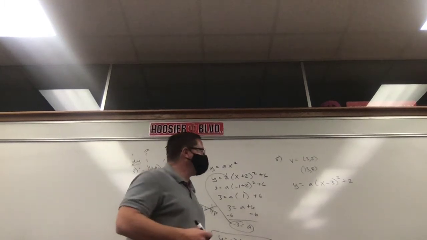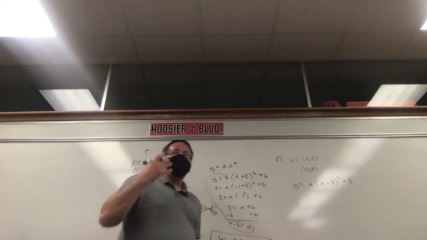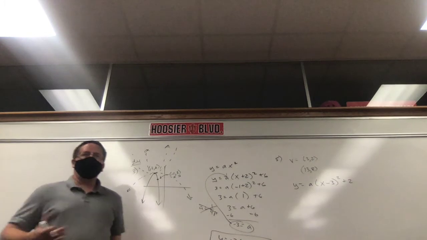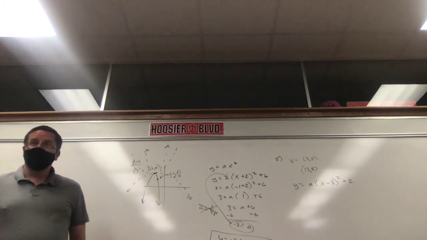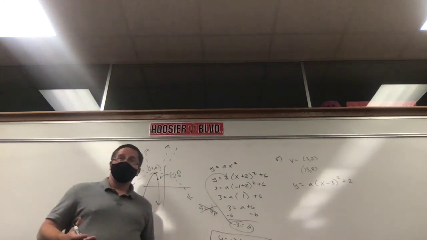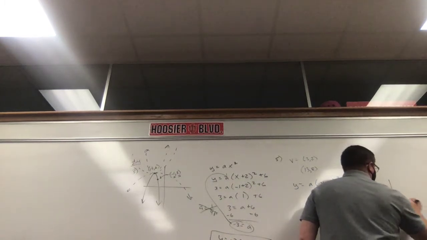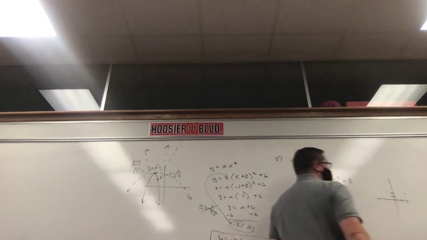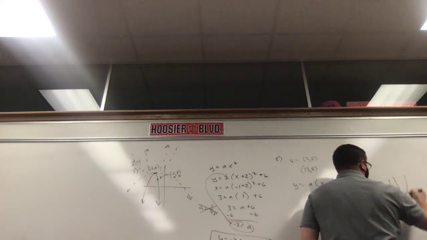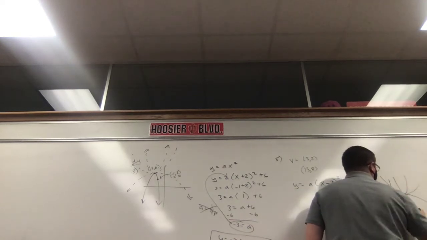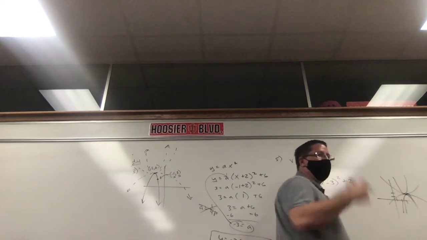Okay? All right, so again, I want to make sure you understand. How many parabolas out there have a vertex of 3, 2? An infinite number of them. If I have the point 3, 2, 1, 2, 3, 1, 2, how many parabolas go through that? Well, there's one. There's an infinite number of them, okay?